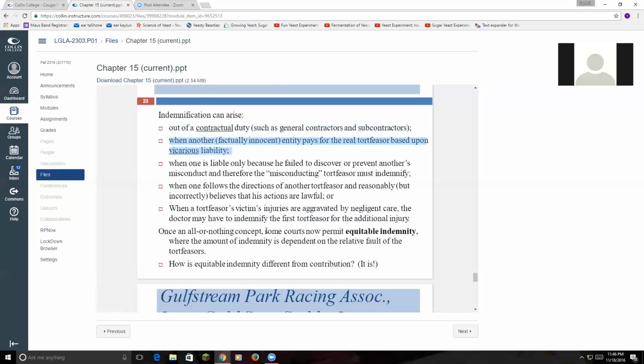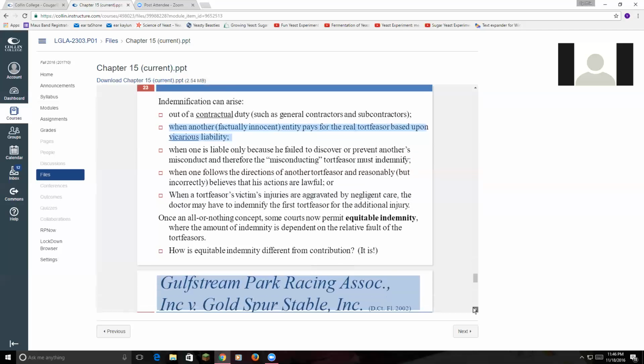Okay, now as far as I know in Texas, indemnification remains an all or nothing proposition, but the textbook says that sometimes courts will permit equitable indemnification, and that's where the amount of indemnity is dependent upon the relative fault of the tortfeasors. And again, that's kind of a new twist on it. Let's go on to our next slide.